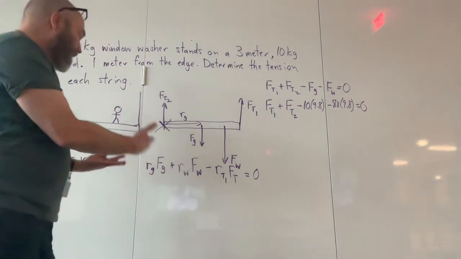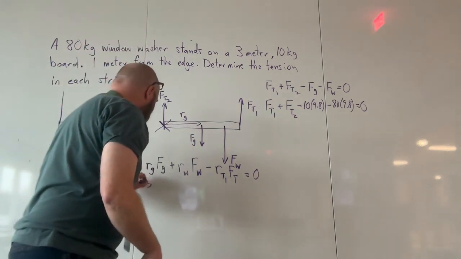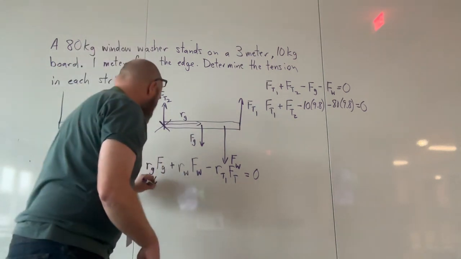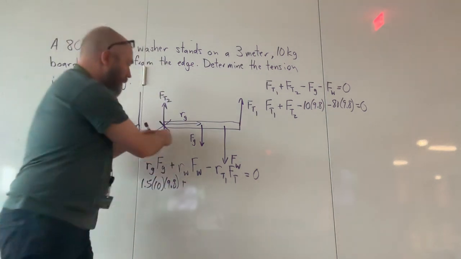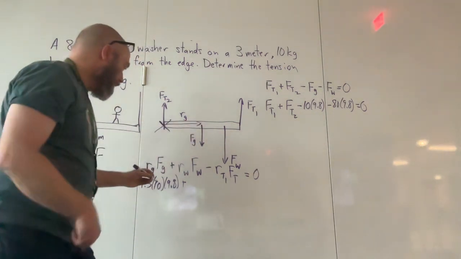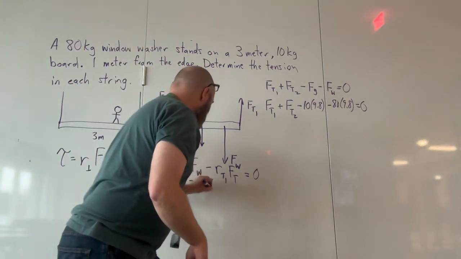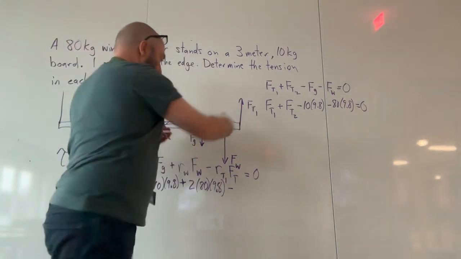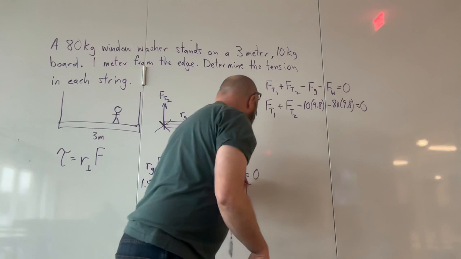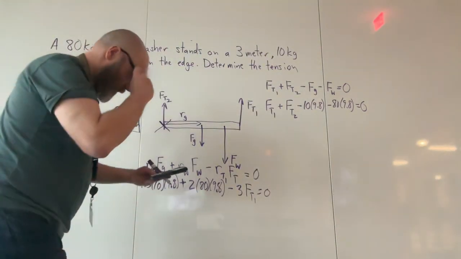And then you can plug your stuff in. Because this whole board is 3, this would be 1.5 times 10 times 9.8, plus, for where the washer is, 2 times 80 times 9.8, minus the whole lever arm, which would be 3 times FT1, equals 0. And then you just got to do the math. If you want to pause the video, you can, and do the math also.